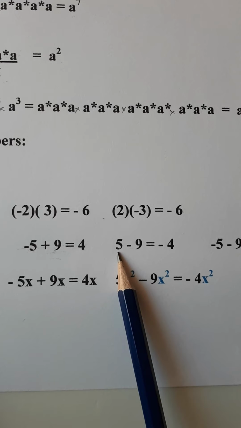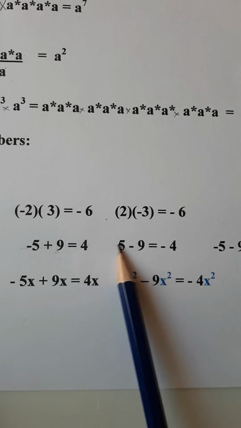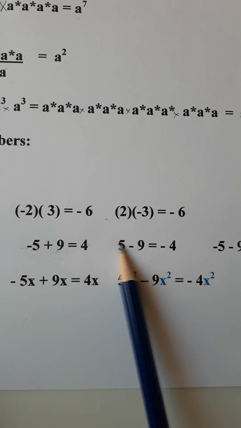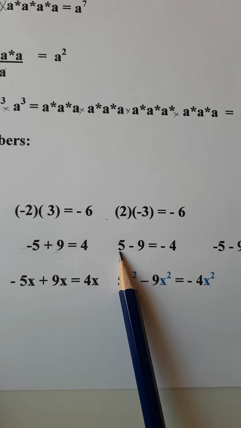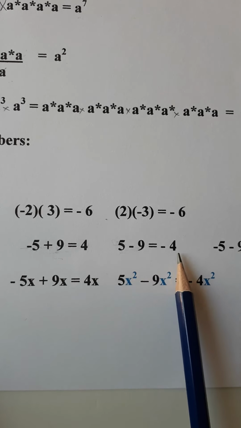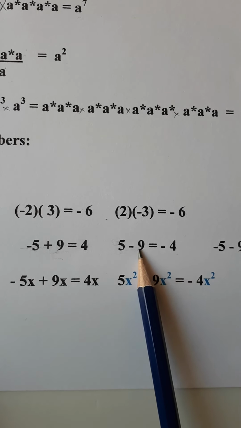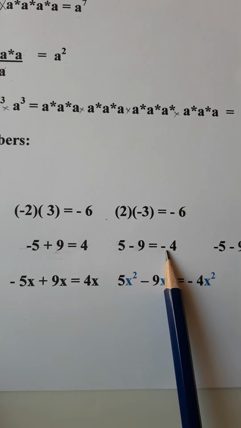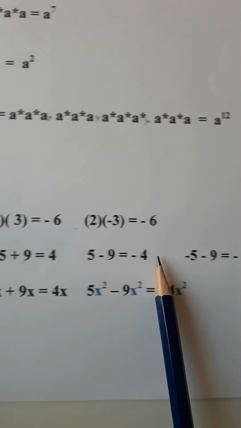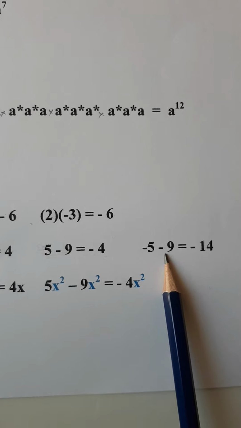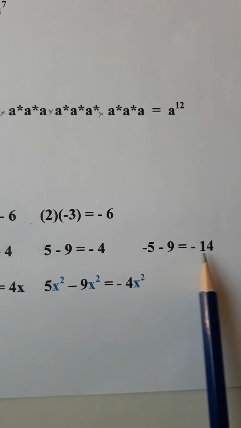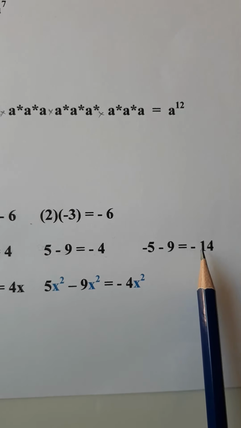This one, 5 is negative, 9 is positive. When there's no sign in front, we assume that is plus. So the difference is again 4. And the bigger number has a negative sign, so the answer is minus. When both are minus, we simply add them together and the sign is always negative.